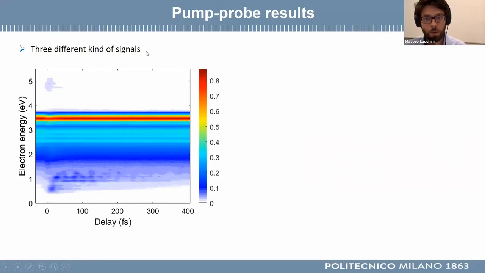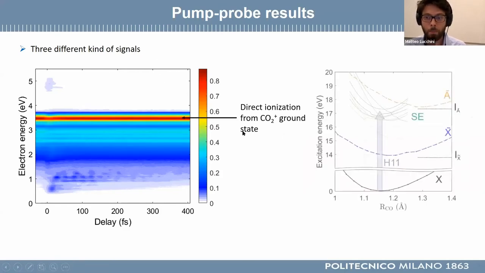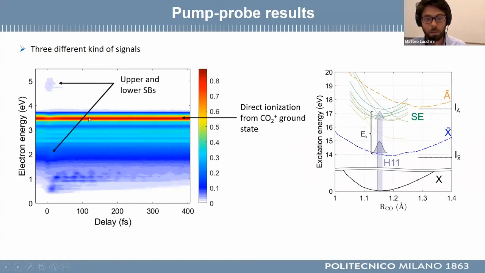You see three different kinds of signal, basically. The direct ionization from the CO2 ground state. You ionize with harmonic 11 and you leave the molecule in the ground state of the cation, so you get a huge kinetic energy of 3.5 eV, more or less. You see sidebands, the same I discussed before for the pulse characterization. So you absorb or emit one additional IR photon.